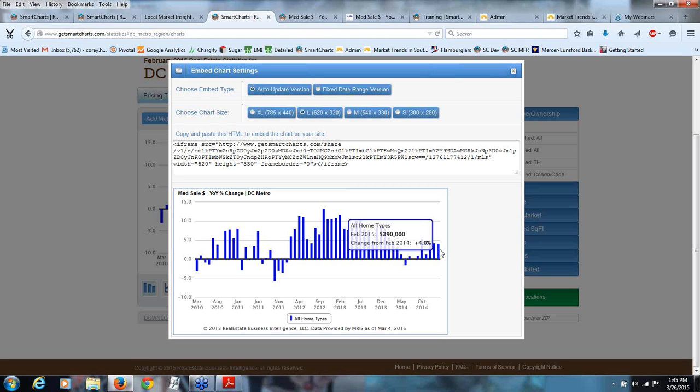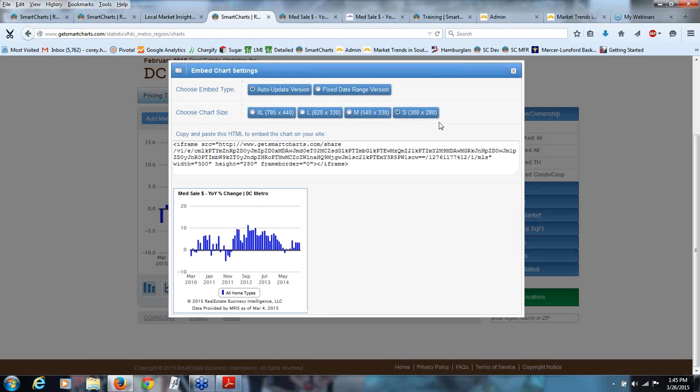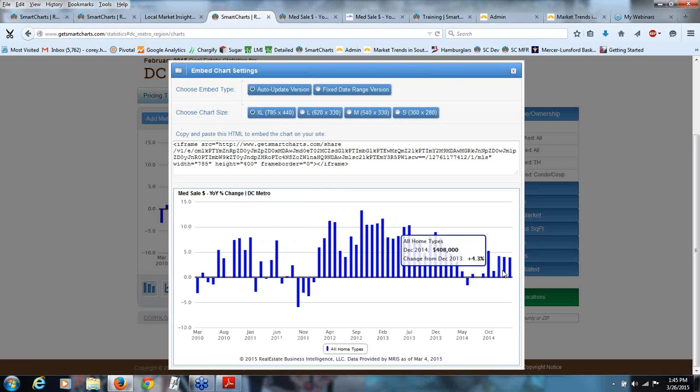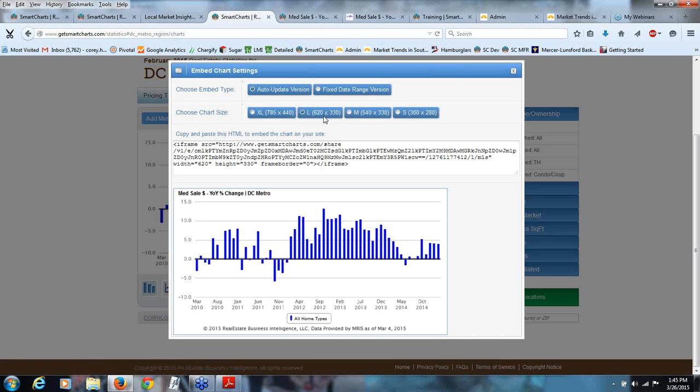If you're in, let's say, South Riding, you can set up a South Riding page and an Arcola stats page, etc. And any chart that you build within the application, you can then share outside on your website in this fashion. I can pick the sizes. If I have a right rail that I want to use, I can click the smallest all the way up to 785 by 440, which is the largest size that we offer. So let's say that I want to share the medium-sized version on my site.